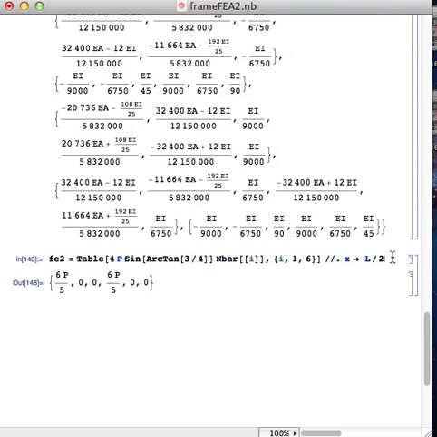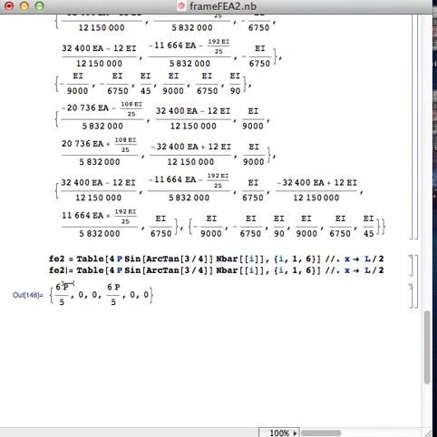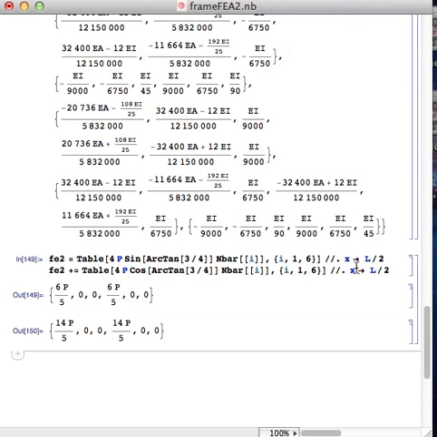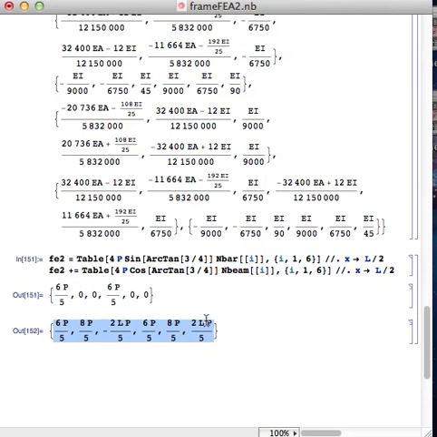Now we need to add in the contribution from the transverse component and any moments that are applied. So now we have 4p times the cosine of arc tangent 3/4. Okay. Sorry, this should have been switched to beam. All right. So you see that force, because it's applied at an angle, once it's distributed to the nodes, you end up with forces in both directions and moments because of that.